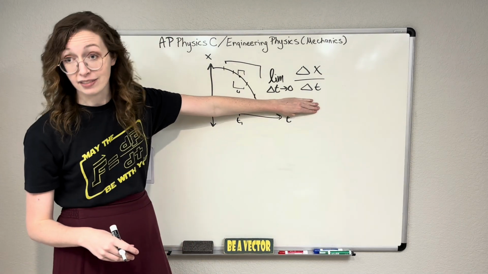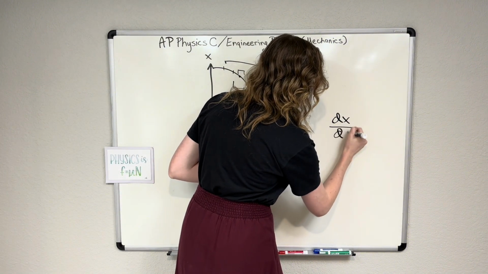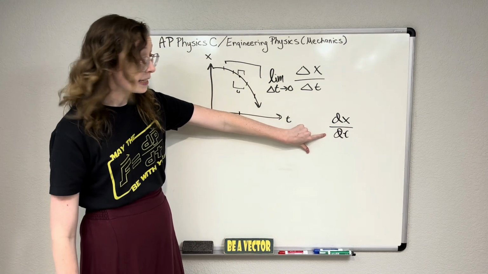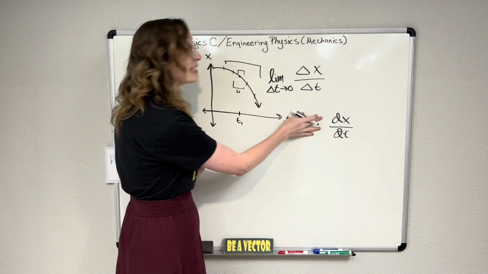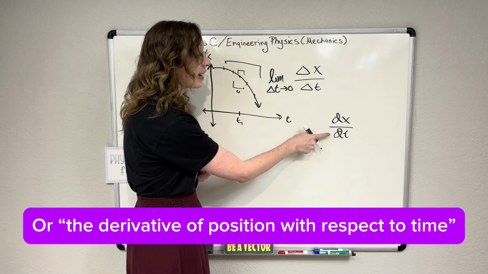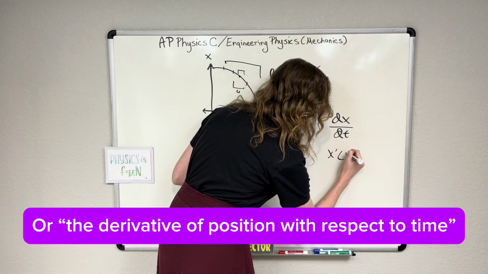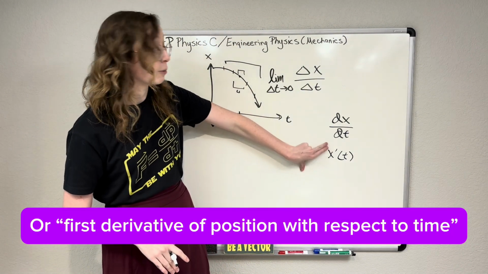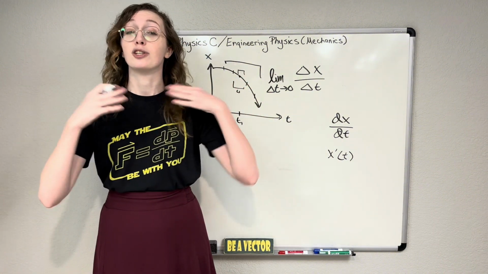Instead of writing out all of this, though, we often notate derivatives by saying something like this. So instead of writing the limit of delta x over delta t, I can just write dx over dt, where this d means an infinitesimally small distance, or a differential. I can say this out loud by saying the derivative of x with respect to t, or dx over dt. Sometimes you might also see this written out as x prime of t, which you can say out loud as the first derivative of x with respect to t, or by just saying x prime of t. Both of these mean the same thing as this, and they're all different ways of talking about the derivative.